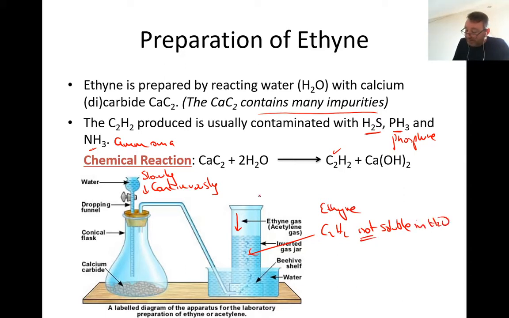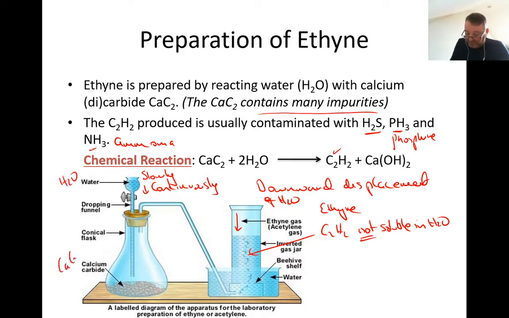And secondly, we're collecting this again by the downward displacement of water. Okay, so that's what we need to remember. Dropping water onto calcium carbide, so you're dropping your H2O onto your CaC2. You're getting a chemical reaction which involves the ethyne, the C2H2, through water, meaning it's not soluble in water because it passes straight through, and then by the downward displacement of water, and we fill this gas jar to the brim. Normally we collect about 3 of them so that we can test on them afterwards. You do have to know this diagram, you do have to be able to draw it.